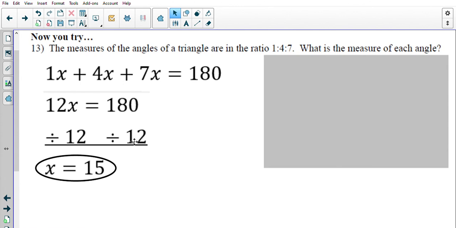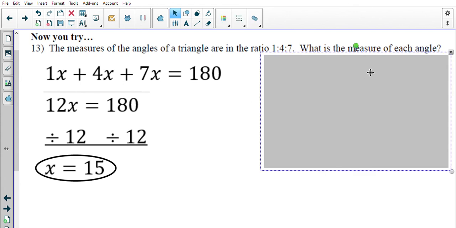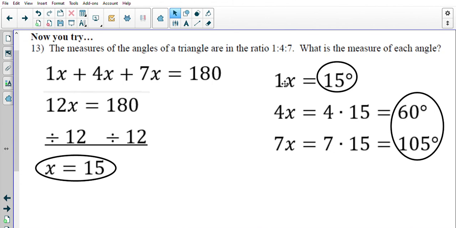But our three angle measures aren't going to be exactly the same, because here we have 1x, which is 1 times 15, or 15 degrees. We have 4x, which is 4 times 15, or 60 degrees. That one is one of the same. But then 7x is 7 times 15, 105 degrees. And you might want to check and make sure they add up to 180 degrees. They will, and they're in this ratio 1 to 4 to 7.